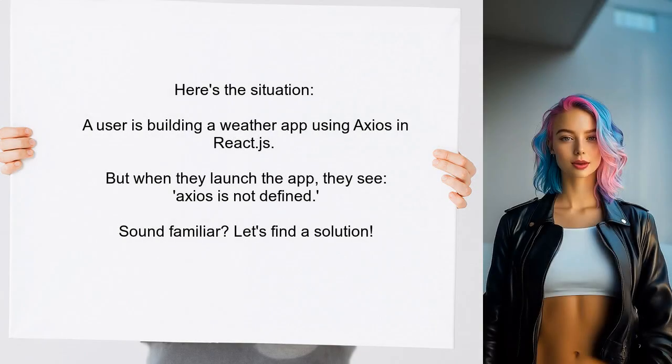So here's the situation. One user reached out saying they are building a simple weather app using Axios in React.js. However, when they launch the app, they encounter a reference error stating that Axios is not defined. Sound familiar? Let's dive into this and find a solution.